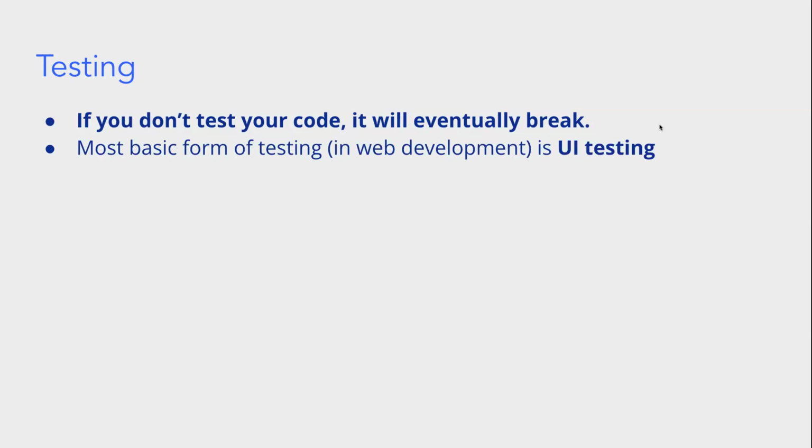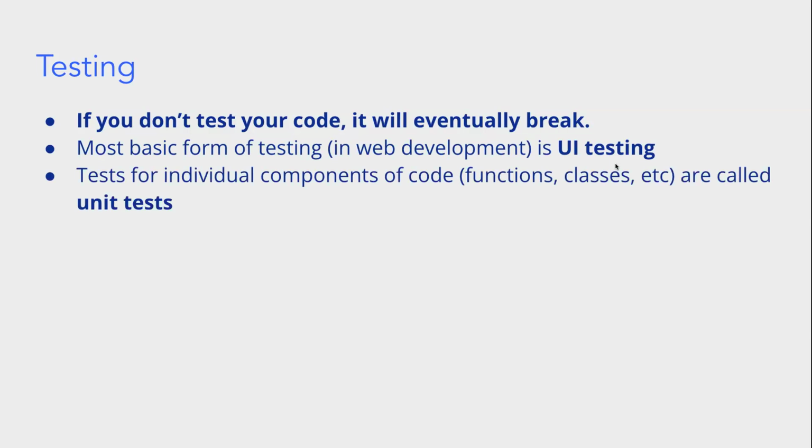The most basic form of testing in web development is UI testing. This testing, you can do it manually. There's also ways to automate UI testing. But basically, an example of UI testing is if you want to test that a button works on your website, then you just build your web app, navigate to it on localhost, and then just manually check that the button works.